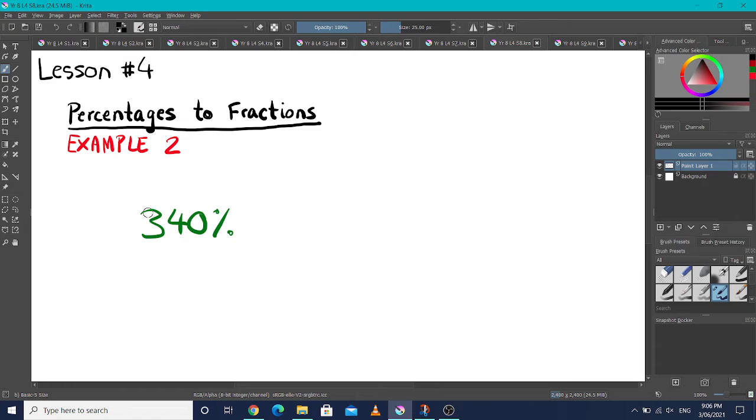In example 2, we have 340%. 100% and under will give you a proper fraction, whereas if you work with any percentage over 100, it will leave you with an improper fraction, which you must convert into a mixed fraction to give your final answer.